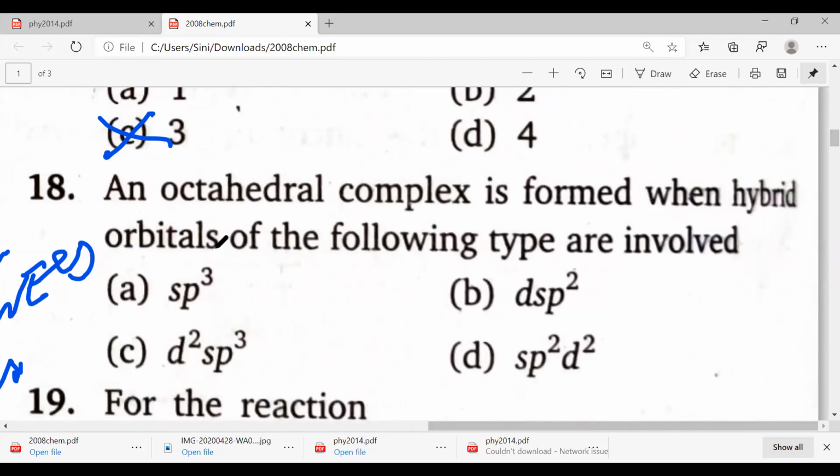Eighteenth one. An octahedral complex is formed when hybrid orbitals of the following type are involved. Yes, the direct question. There are a lot of answers, but all are correct. So for this kind of question, you should know the hybridization and the geometry.